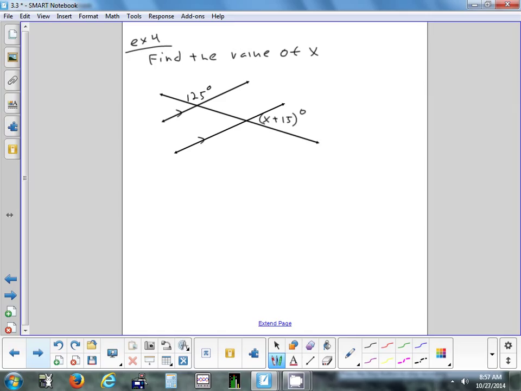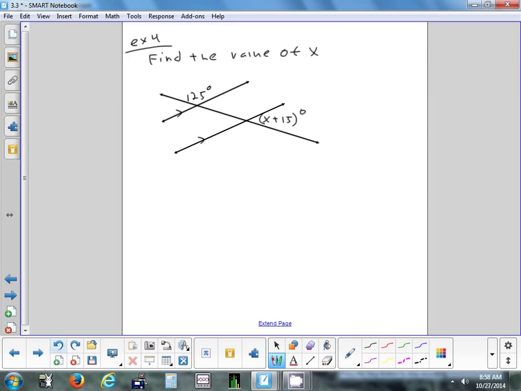Okay, is there any special relationship between the two angles I've labeled, 125 and x plus 15 degrees? Are they corresponding? Are they alternate interior? Are they any of the types? Okay, so they're not quite corresponding, right? We'd have to have this angle, right in here, for them to be corresponding. But that fact might help us.